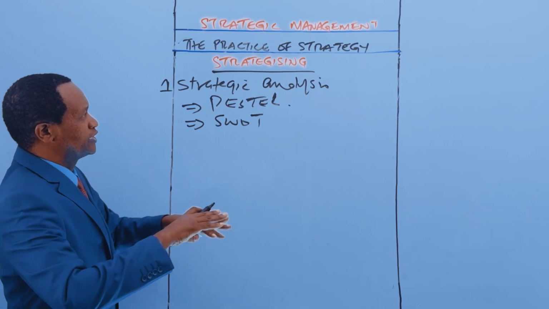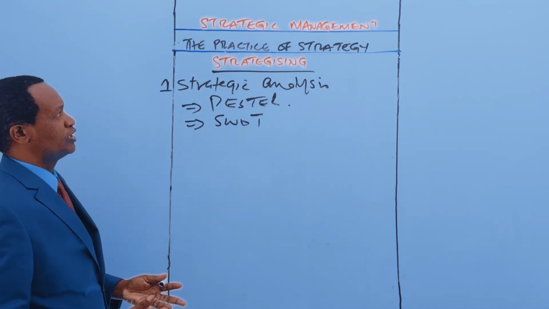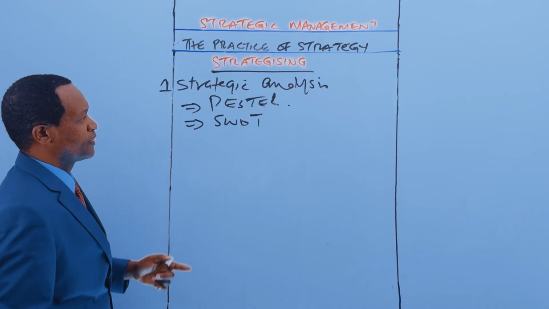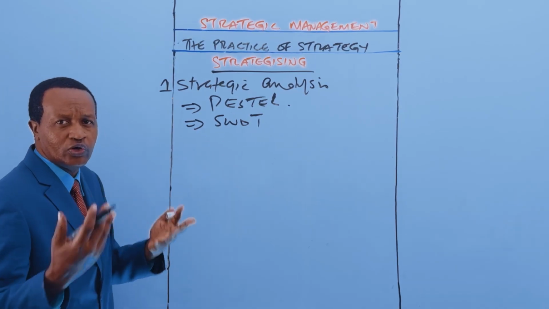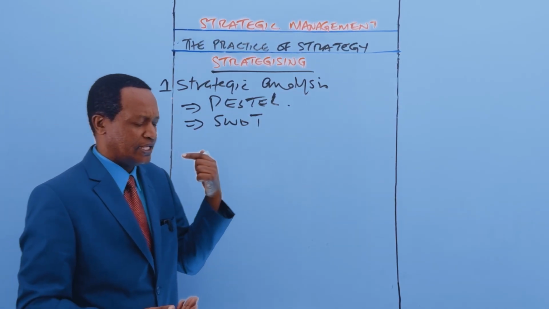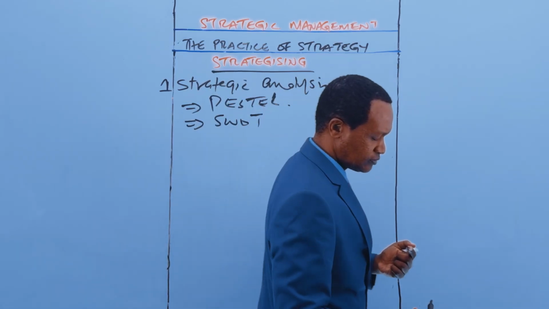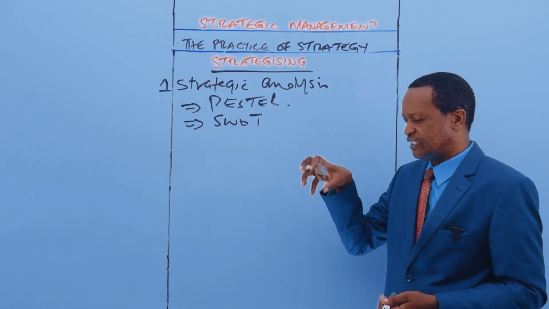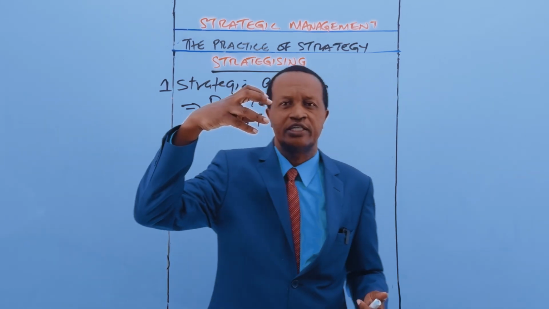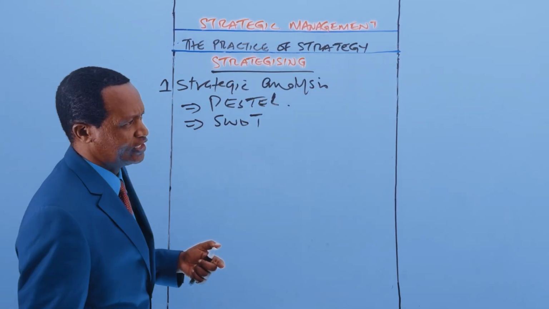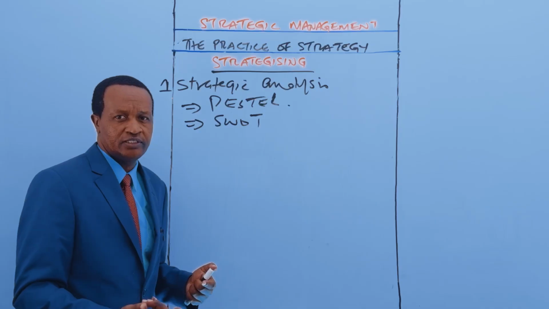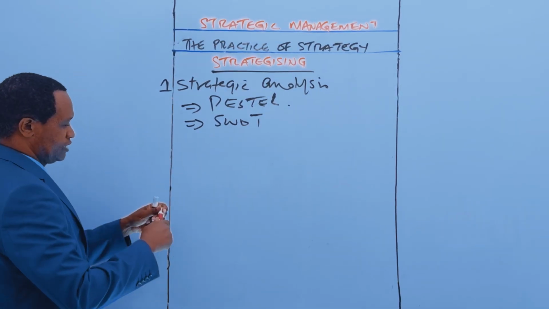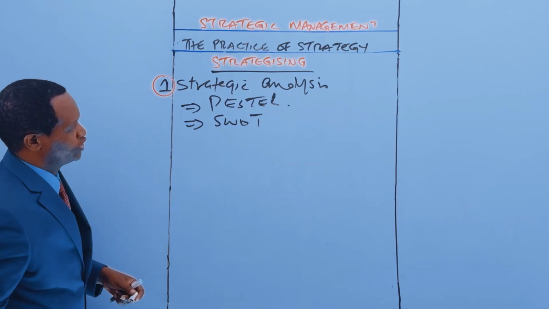When you say you are strategizing, then that is to mean you are carrying out strategic analysis, which could be done through PESTEL analysis or SWOT analysis. And the goal is to identify strategic gaps. A strategic gap means where the organization currently is and where the organization ought to be in, say, 5 years or 10 years. So that's the first aspect. That is number one, strategic analysis.